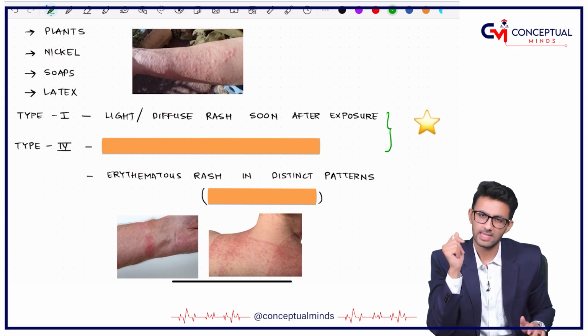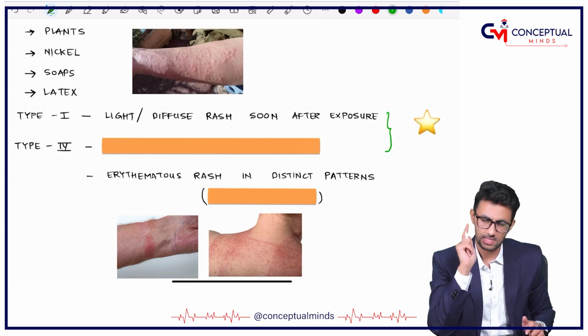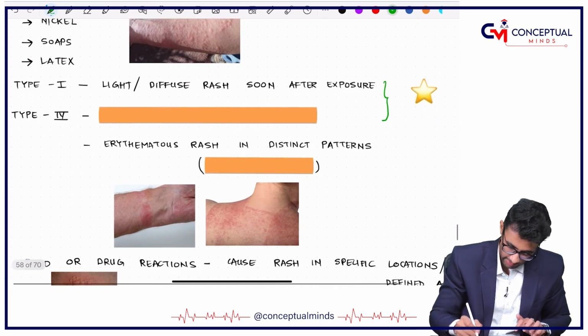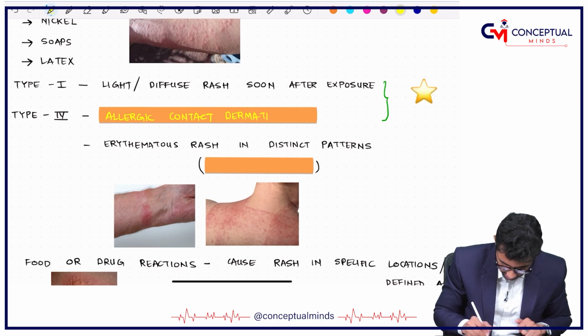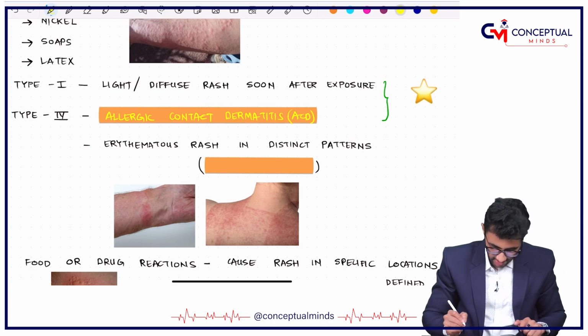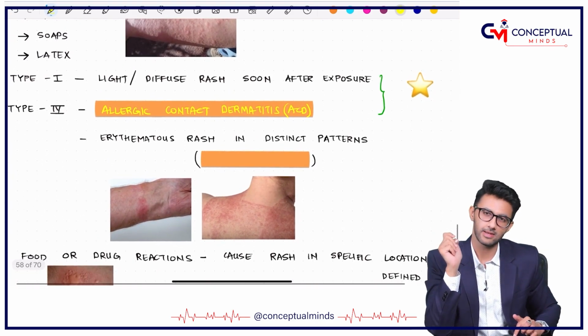In the next chapter, this whole topic will be repeated as contact dermatitis, but it is type 4. Let me just write it down: allergic contact dermatitis, ACD. Okay, so we are done with this part. This is a very important part, the star point.